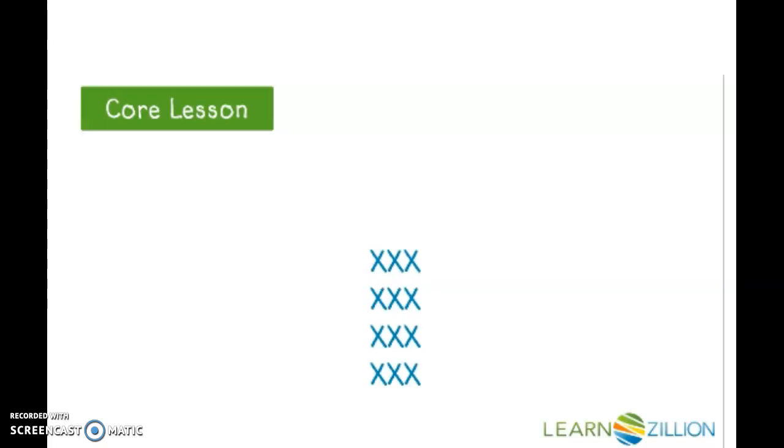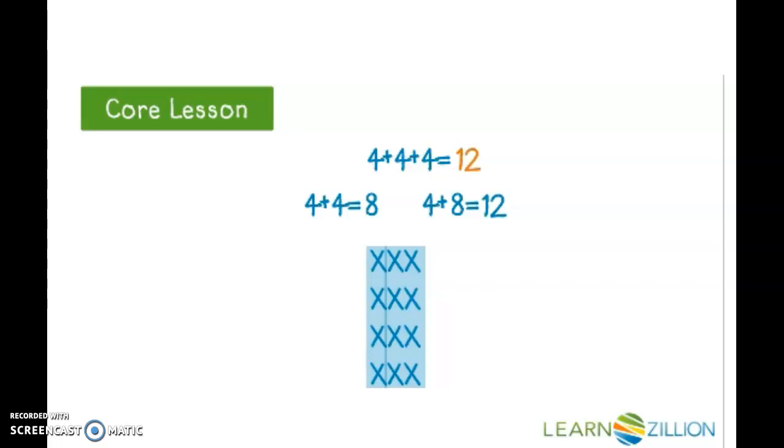When we add the columns, we add 4 plus 4 plus 4. So we'll break that down by adding our first 2 columns. 4 plus 4 equals 8. And our last column, 4 plus 8 equals 12. So 4 plus 4 plus 4 is 12. Now let's look at it by rows.